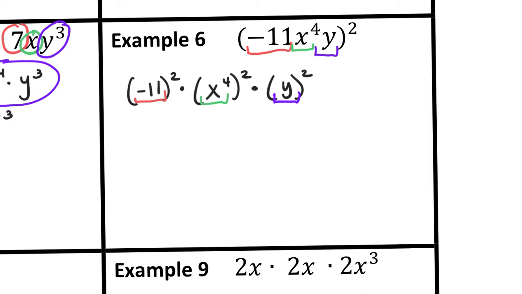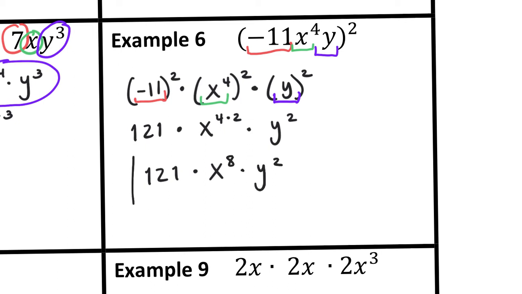Okay, so then we work it out and we ask ourselves, what's negative 11 times negative 11? That's positive 121 times, this is a power rule with the x's, so we're going to do x to the power of 4 times 2, and then times y squared. So bring down the 121, bring down the x, what's 4 times 2? It's 8, and bring down the y squared.